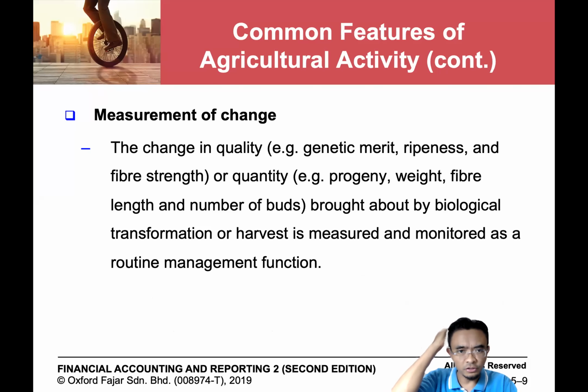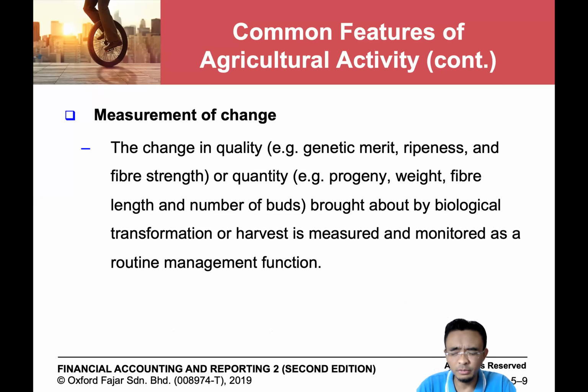Okay, measurement of change. This is another common feature of agricultural activity. The change in quality and the genetic merit, for example, the ripeness of the fruits and the fiber strength, or the quantity and the weight, the fiber length, and number of buds brought about by biological transformation or harvest is measured and monitored as a routine management function.